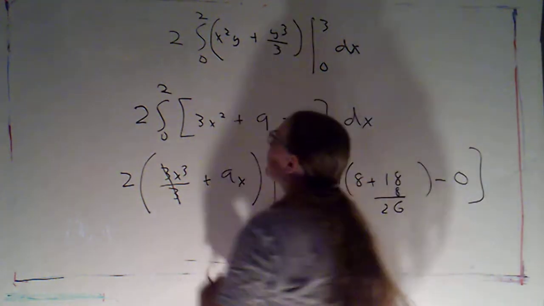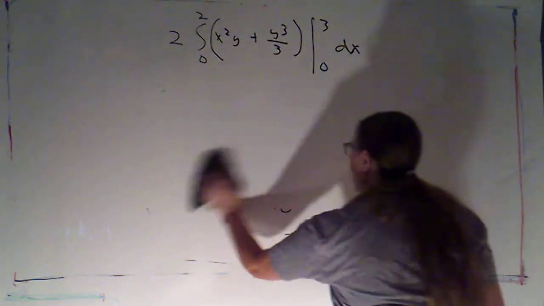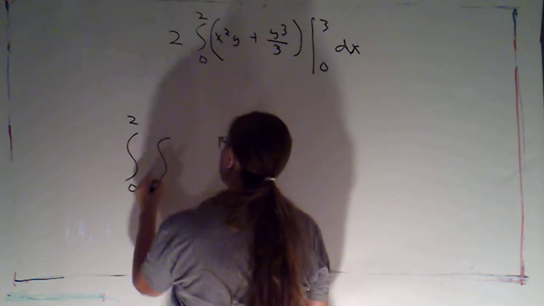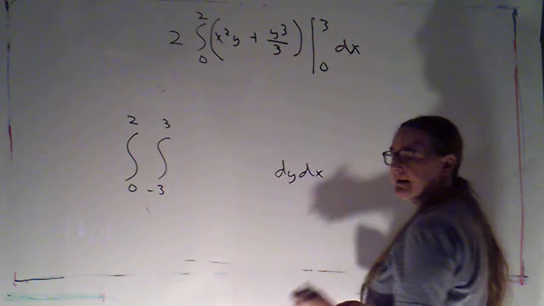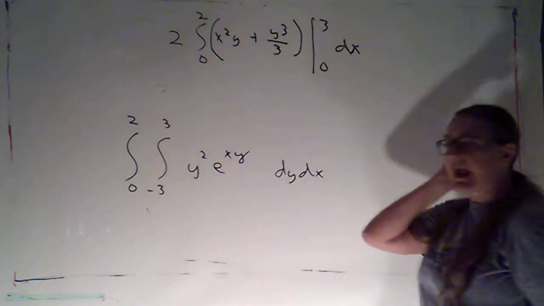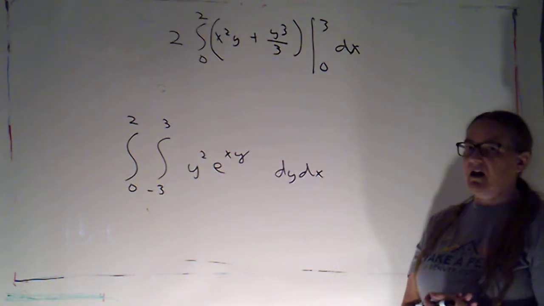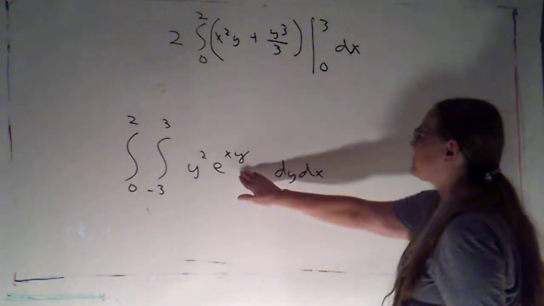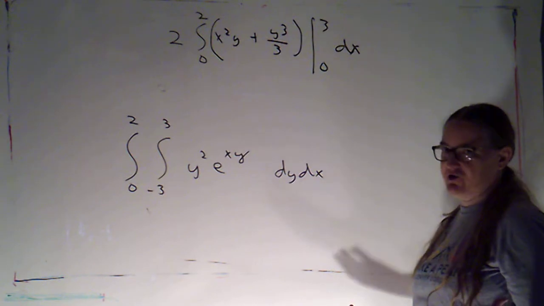Okay, I want to just show you one more example, though, as a word of caution. I'm going to keep those same limits of integration from 0 to 2, from -3 to 3, and that was dy dx. Let's just look at y squared e to the xy. Now, I'm not actually going to work out this problem because it's kind of a pain, okay? But what I am going to do is show you that we don't have a shortcut with symmetry, okay?